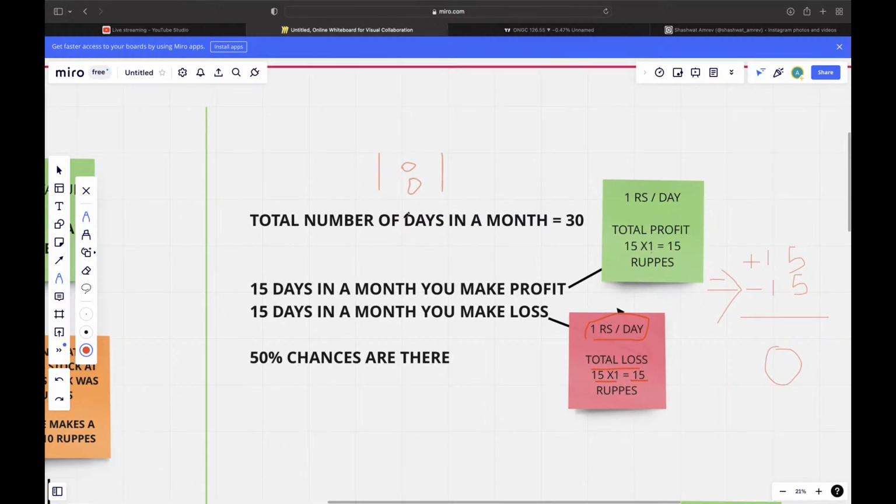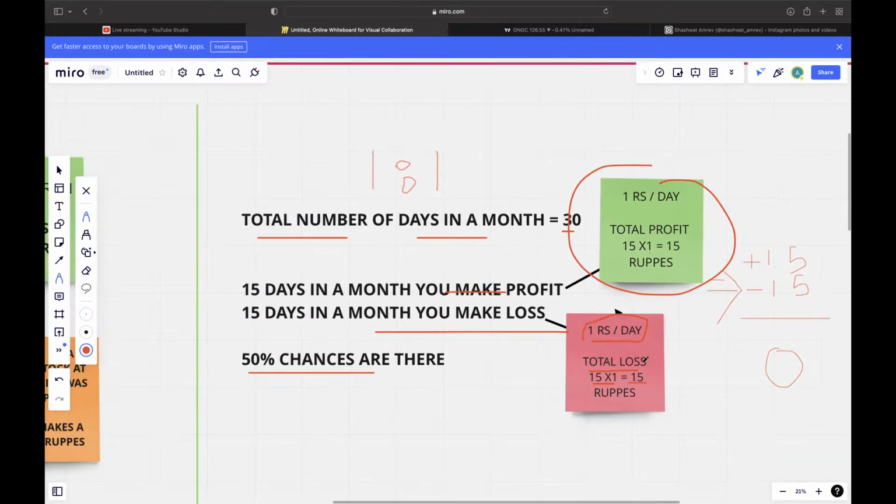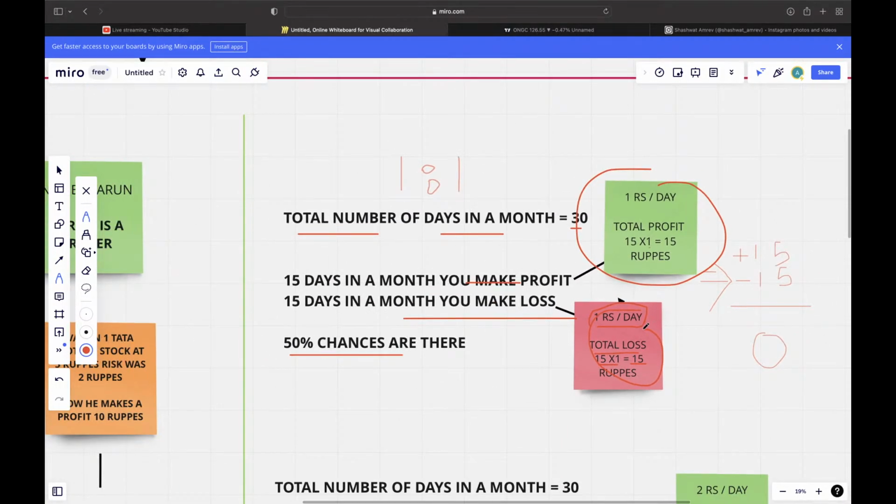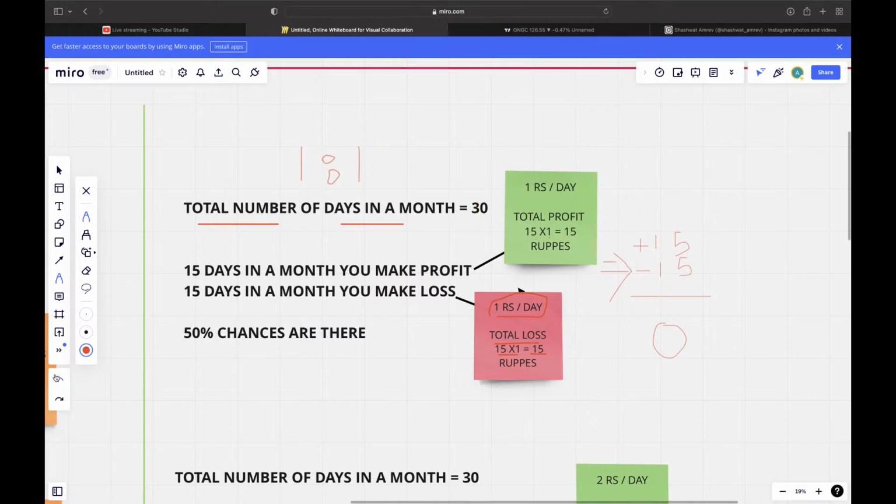1:1. The total number of days in a month is 30. 15 days you make profit, 15 days you make loss. 50-50 chances. 1 rupee every day profit for 15 days is 15 rupees, and 1 rupee loss every day is 15 rupees. So overall you are at 0.